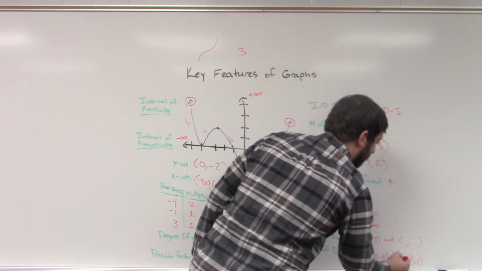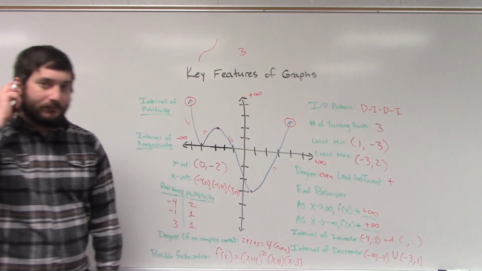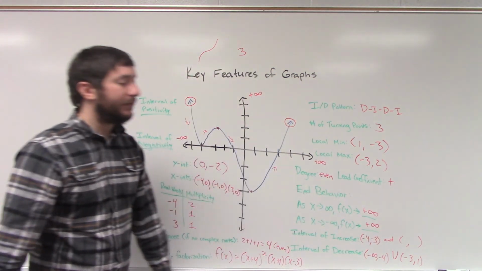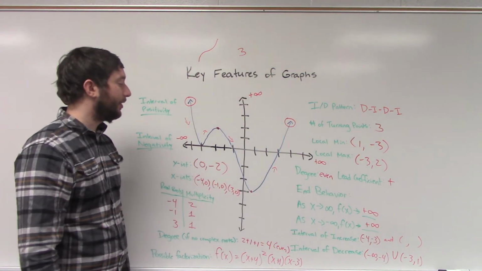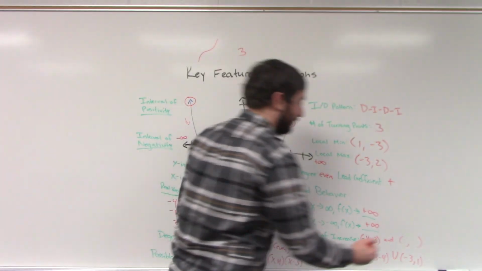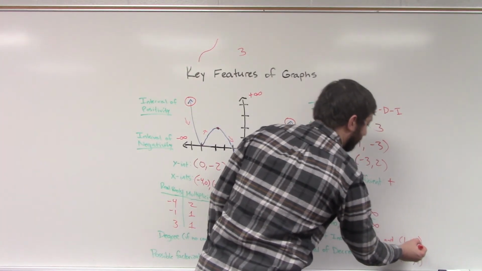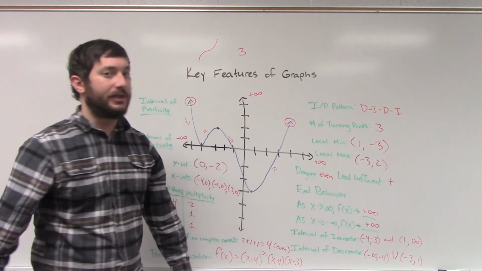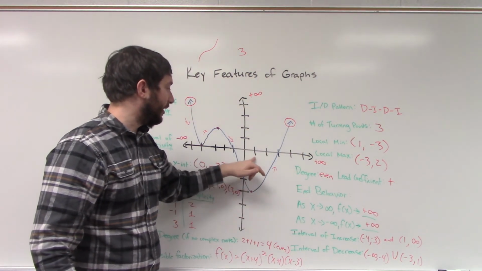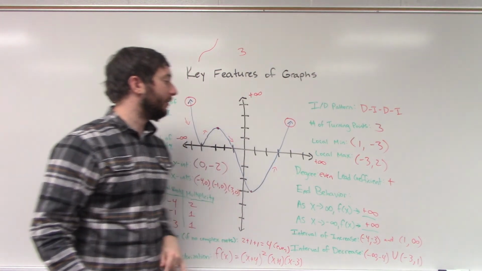And another way to write the "and" symbol, by the way, is that little U. This just means "and"; it means the same thing if you ever see that as far as notation goes. And lastly, everything after 1 increases off to the right forever towards positive infinity. The graph is increasing at the end from this starting point, x equals 1, all the way off to the right.